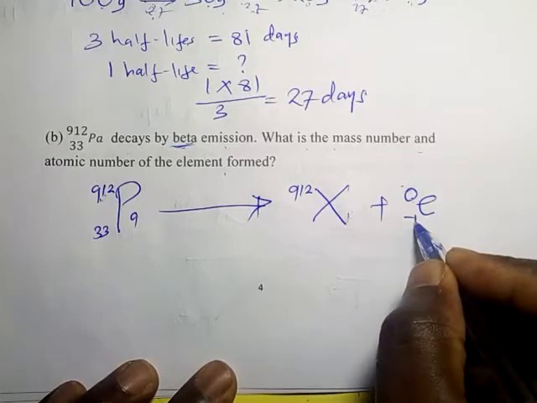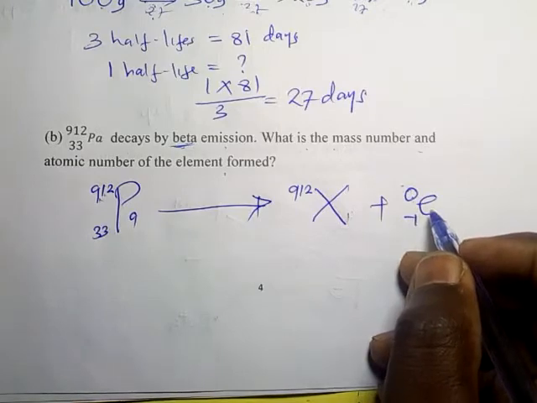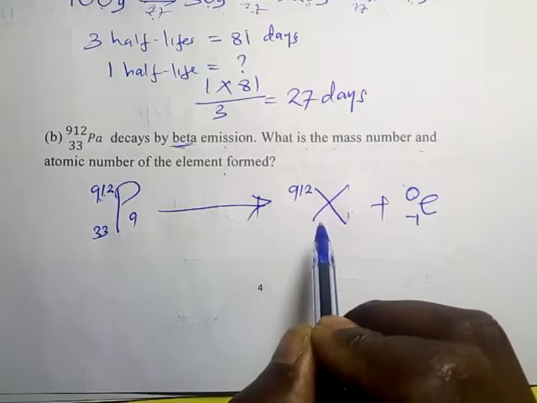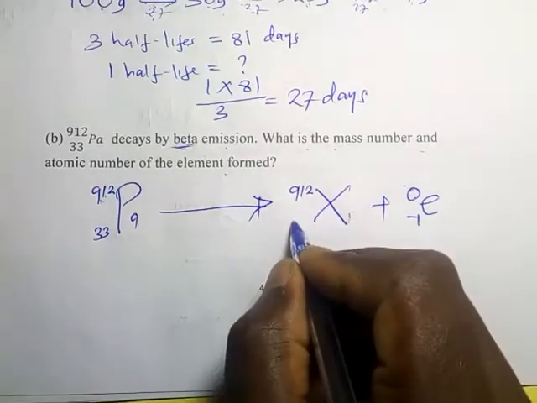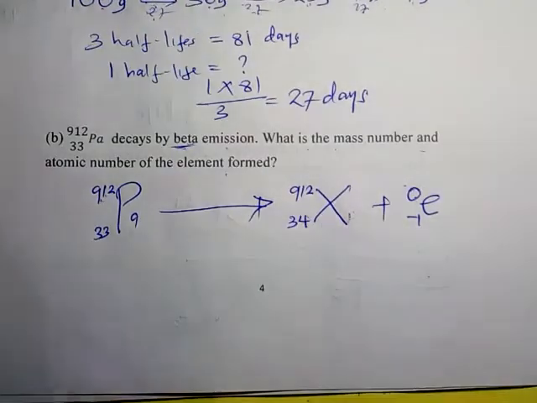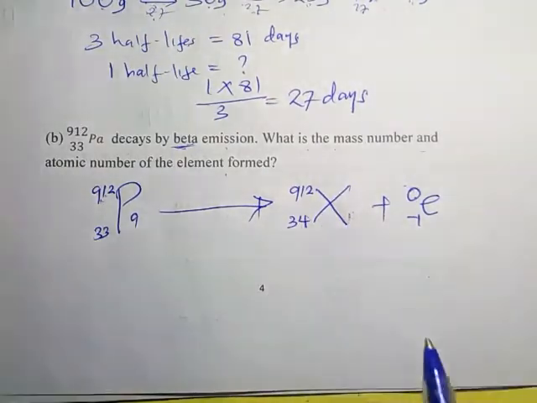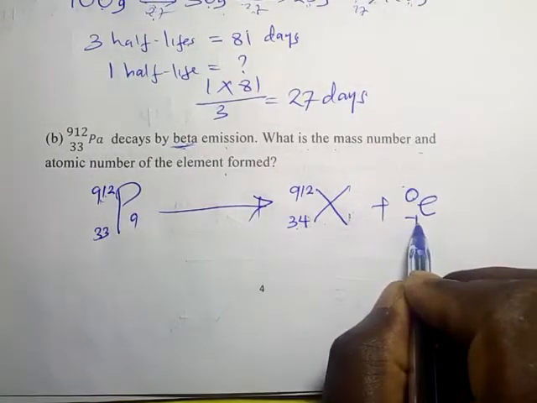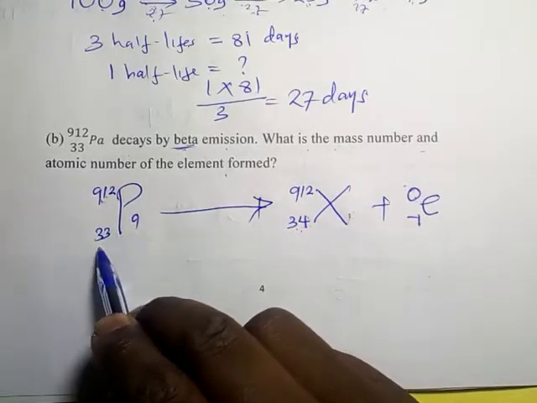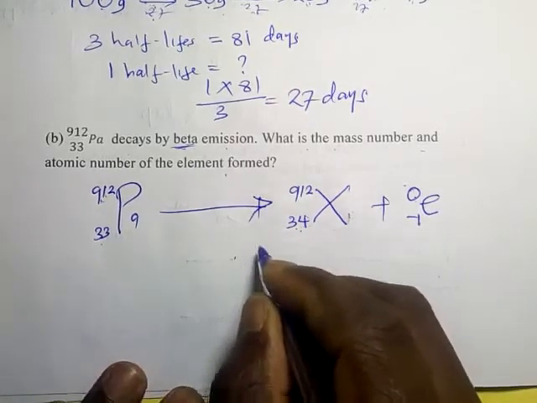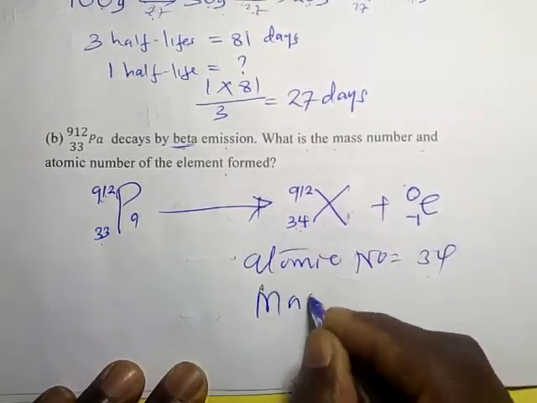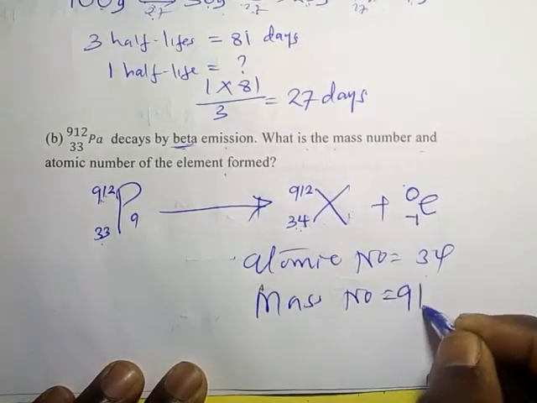What about the atomic number? Remember the characteristics. Atomic number will increase by 1. Will it increase or decrease? That one is the most important thing you need to know. It will increase by 1. Atomic number will increase by 1. Remember that. So now this plus this is 33. So what is the atomic number? Atomic number equals 34. Mass number equals 912. It does not change.